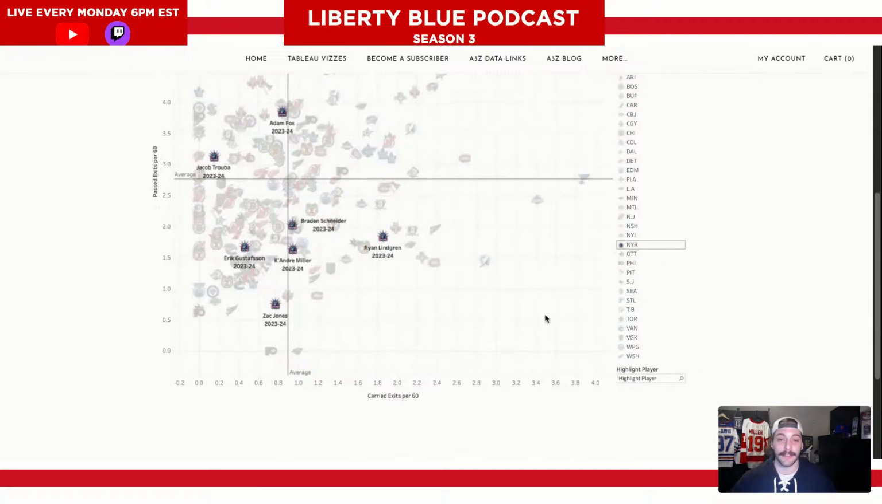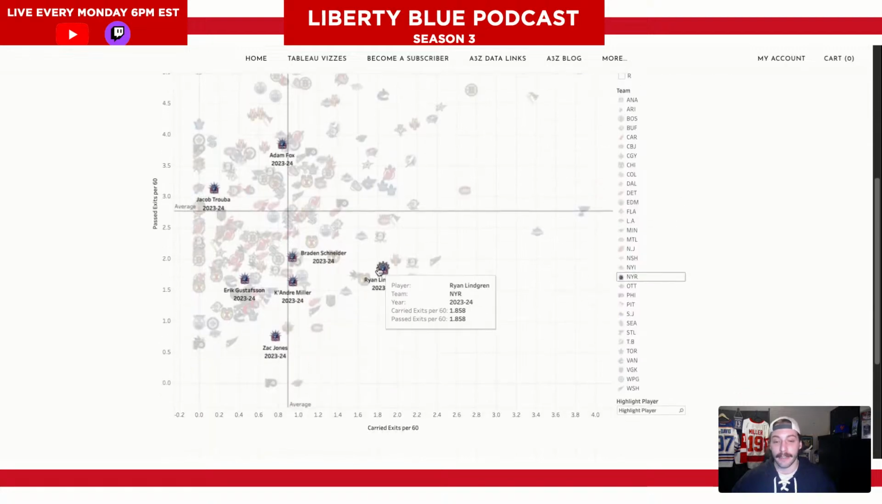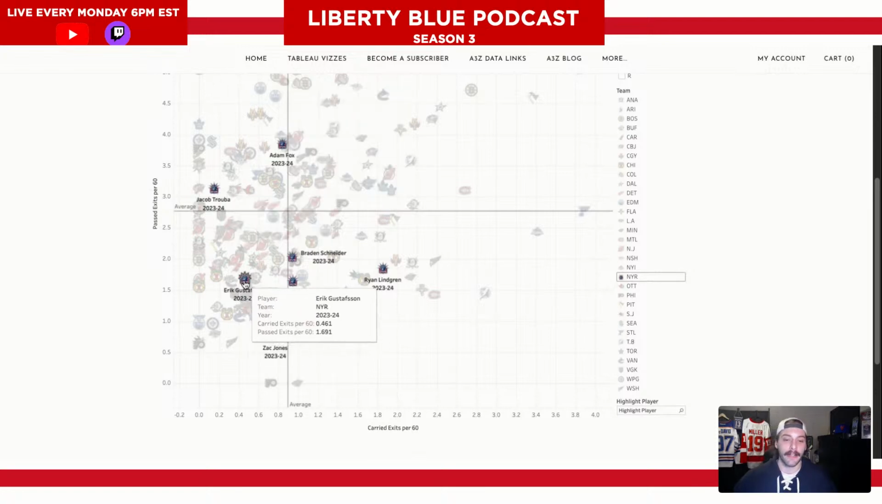This is something that'll tell you how you get from point A to point B. So Ryan Lindgren carries the puck out. Adam Fox passes it out. Jacob Trouba passes it out. Erik Gustafsson doesn't do a whole lot of either. Zac Jones does not do a whole lot of either. K'Andre Miller skates it out. Schneider skates it out. And in your head, that tracks to some degree.